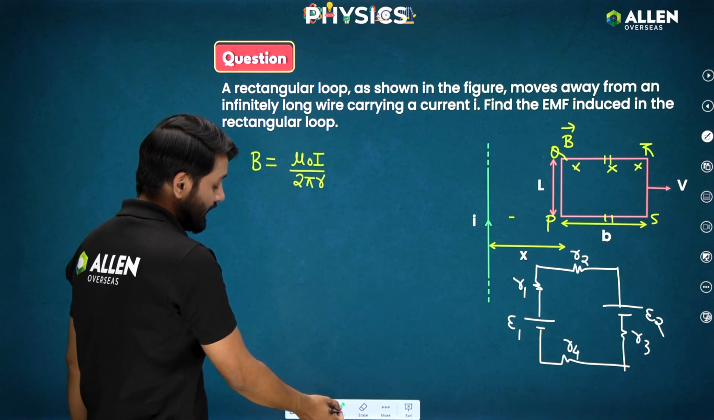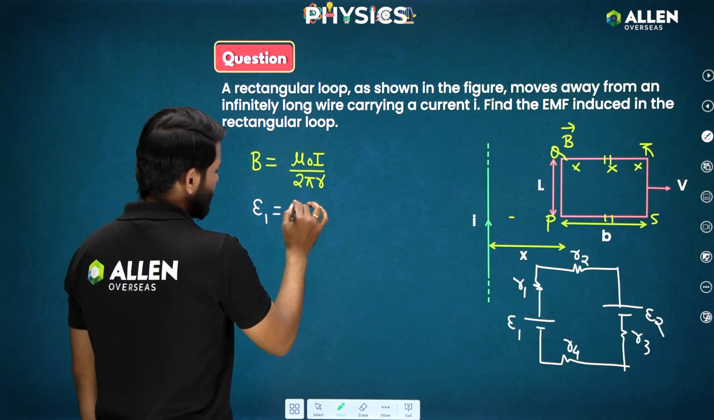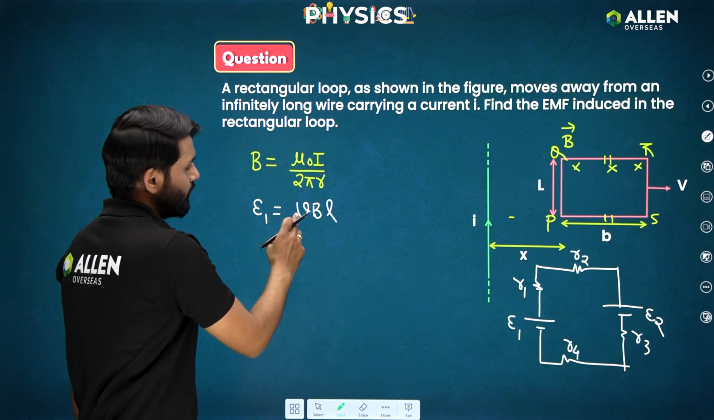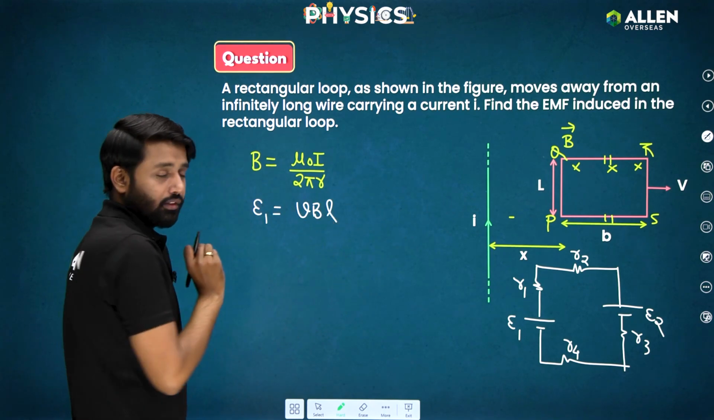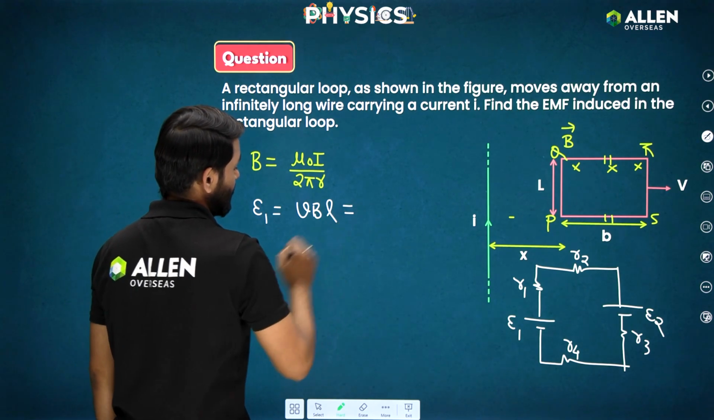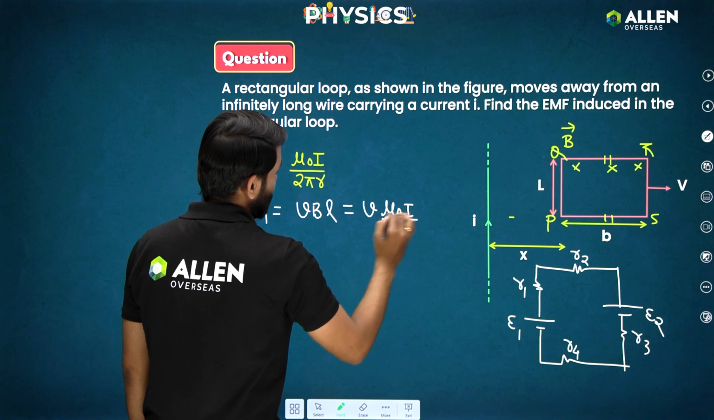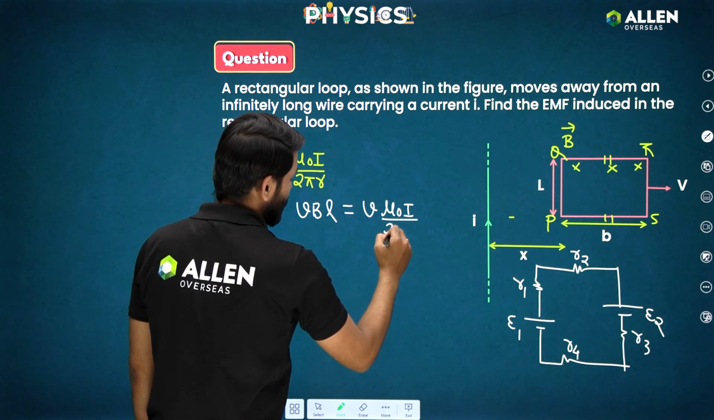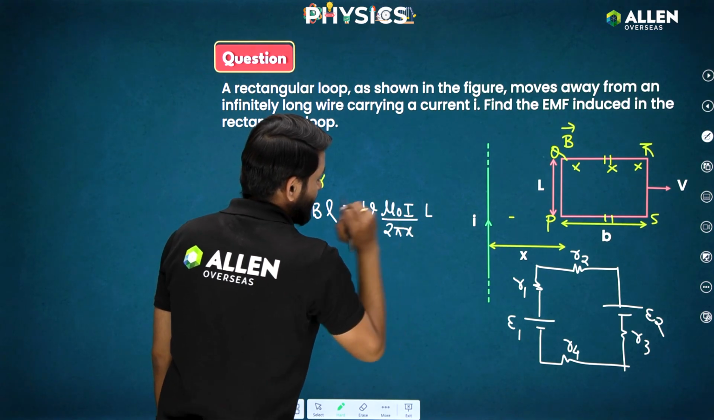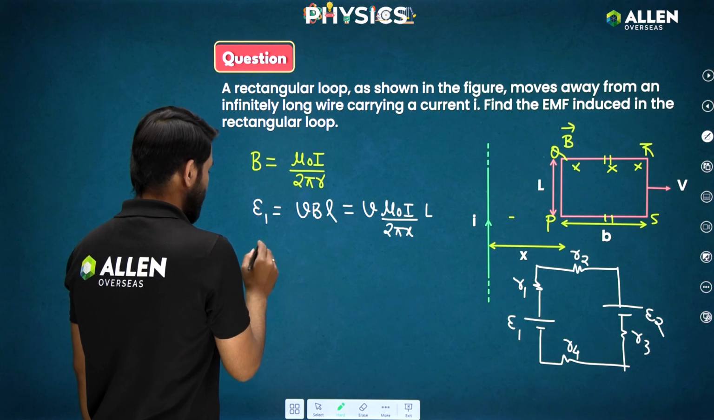Okay, so now let's find E1. The formula for E1 is VBL, right? V is given, B is this, right? At this point, the distance is x. So B you can write as mu naught I upon 2 pi x, and the length of the wire is capital L. So E1 is V mu naught I upon 2 pi x into L. Is that clear?